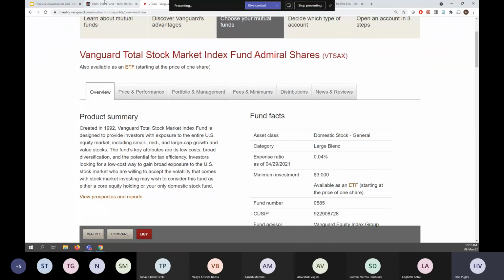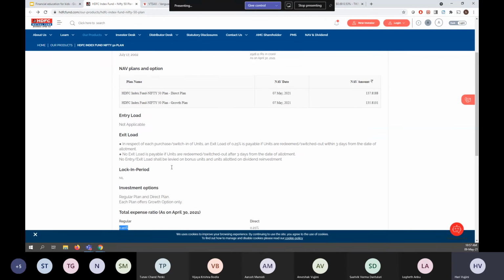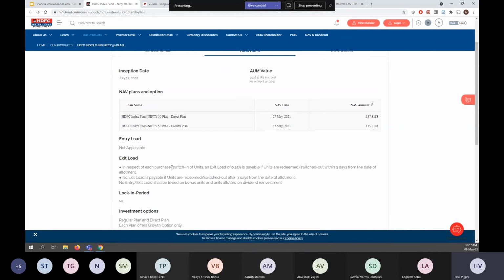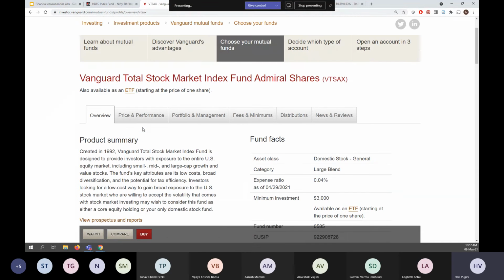You may ask why it is so expensive in India compared to the US. The reason is the volume. In India, the number of people who are investing in index funds is low compared to the US, because you remember in the US it was started in 1960. It became well known across the US, and many people are investing in US index funds.